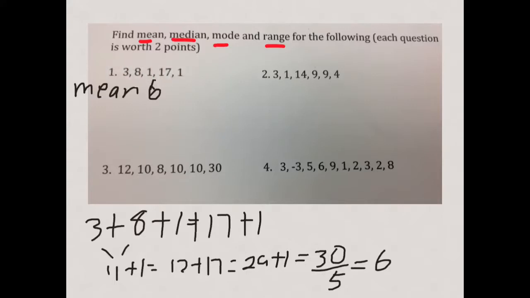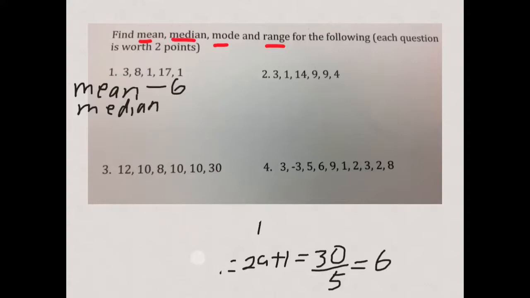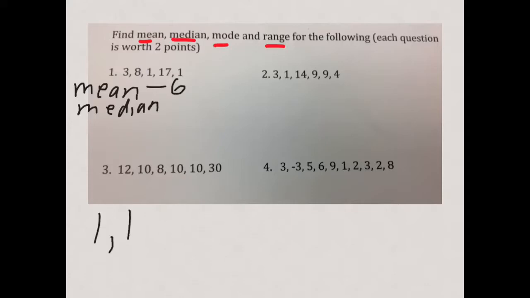Now, median, let me fix this right here. Sorry, that looks kind of ugly, I guess. Well, I'm writing with my finger. Median. That's the number in the middle after I've put all these numbers in numerical order, meaning I put them from least to greatest. So I put 1. Now I have 2 1s. I have to put 1 again. 3, 8, 17.